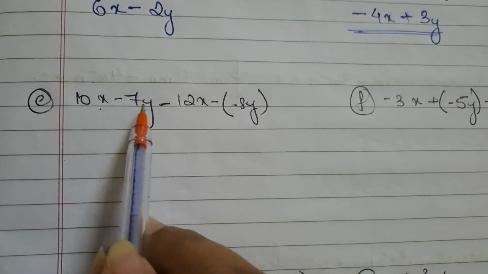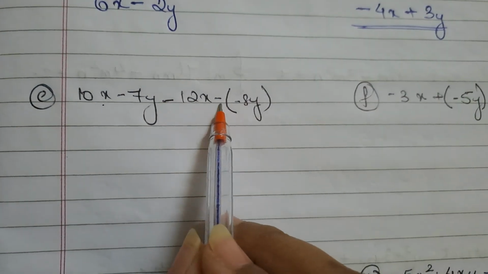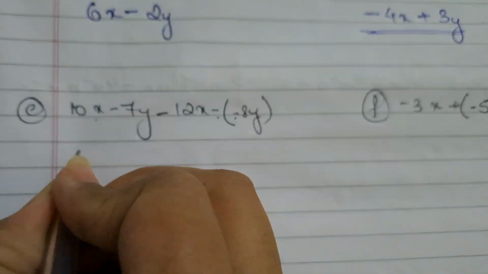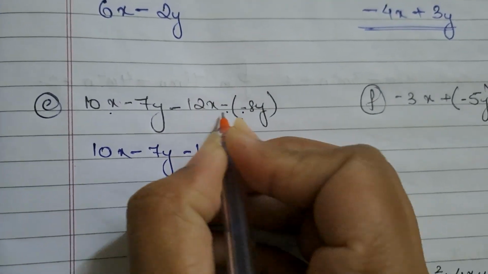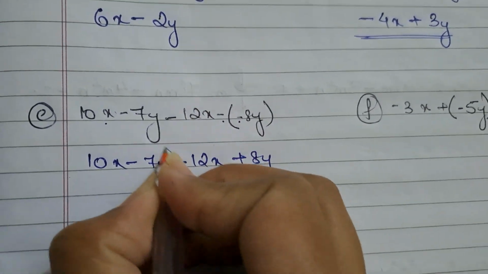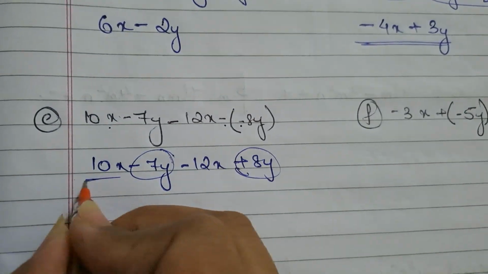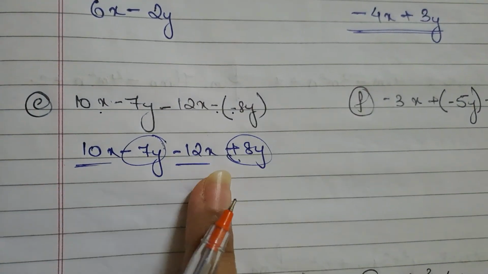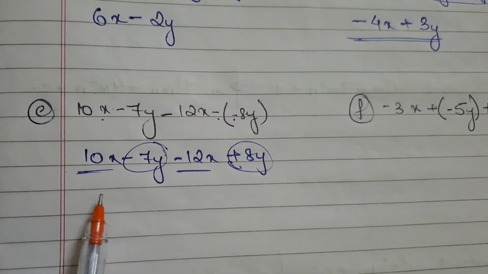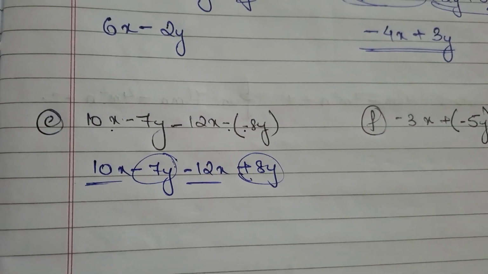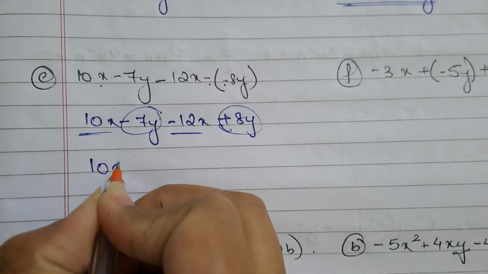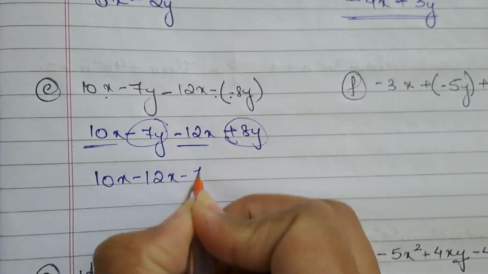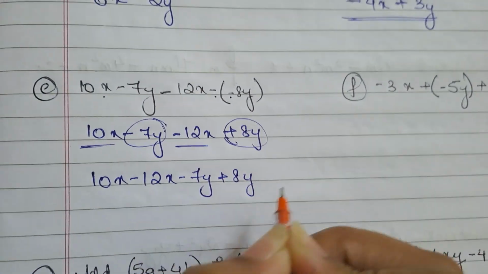Likewise, let's do this one in here. It says 10x minus 7y minus 12x minus of minus, I will rewrite the full thing first, minus 12x minus of minus plus 8y. Then this is the y term, this is y term, this is x term, this is x term. Do you see the like terms I'm identifying or highlighting with the same sign? Isn't it? Now I'll rewrite the terms. 10x minus 12x minus 7y plus 8y is what I have here.